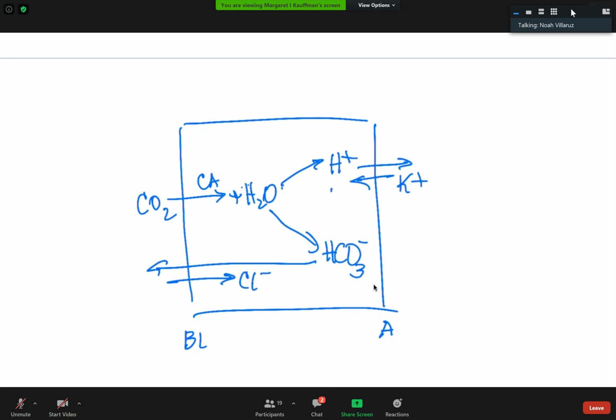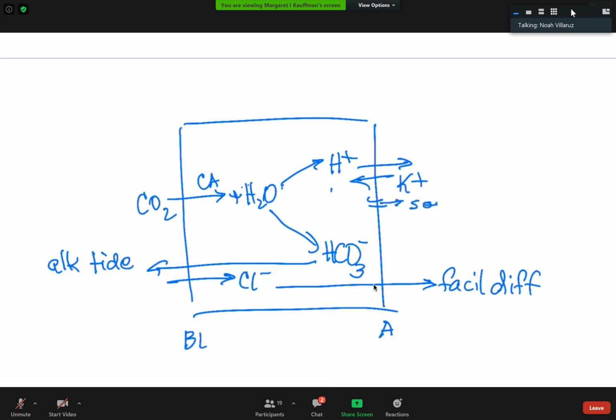And this is going to create an alkaline tide as the bicarbonate enters the blood capillaries. And then the chloride will basically just, through facilitated diffusion, leave and go into the stomach's lumen. And then from there, it's going to combine with hydrogen ions to create HCl.